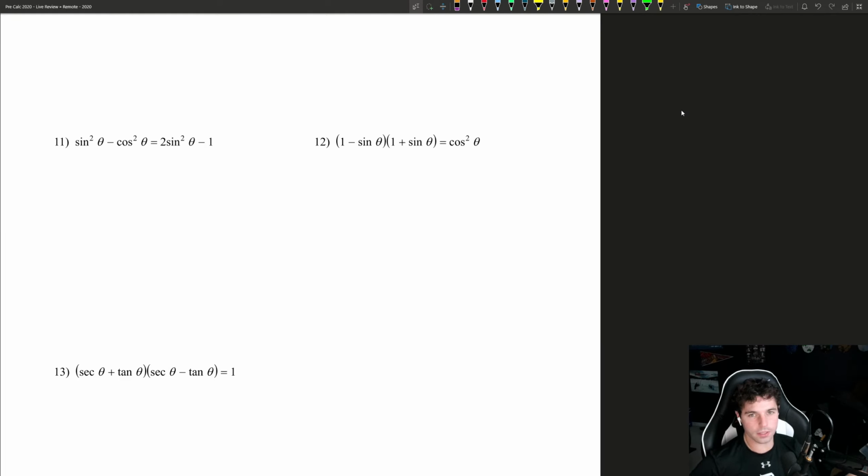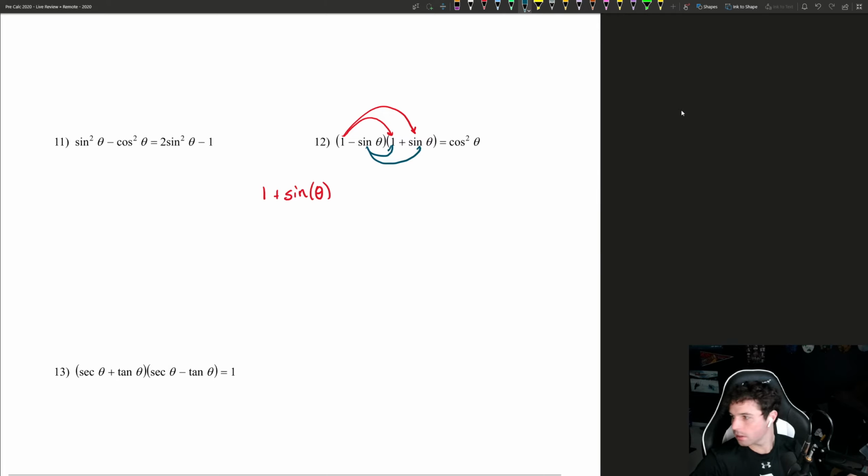We have 2 things, and each is a sum or difference. Okay. So on the left, we just FOIL, right? 1 times 1, 1 times sine, negative sine times 1, and then negative sine times positive sine. Okay, so when we do that, we get 1 plus sine of theta minus sine theta.